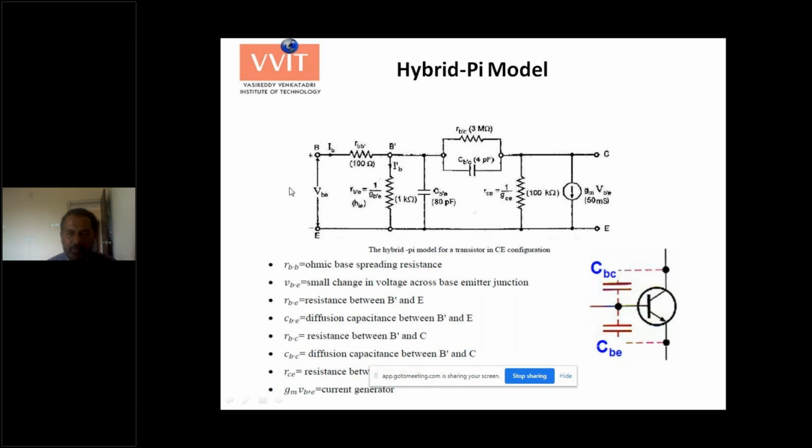These are the parameters of the hybrid pi model. Please, you must remember this forever, at least until you finish your exams. This is a basic question.